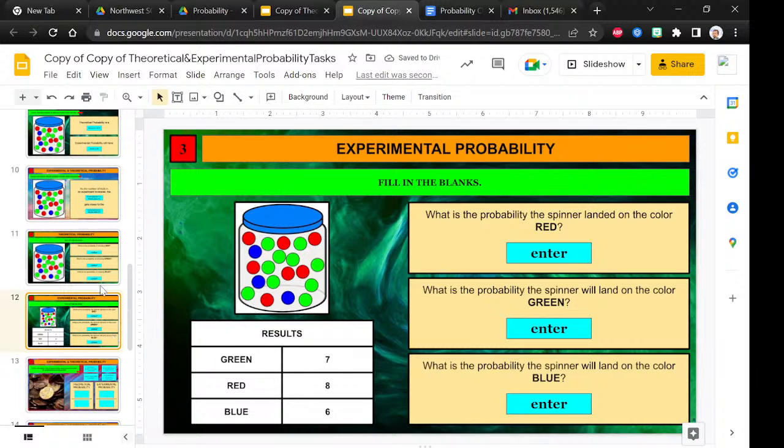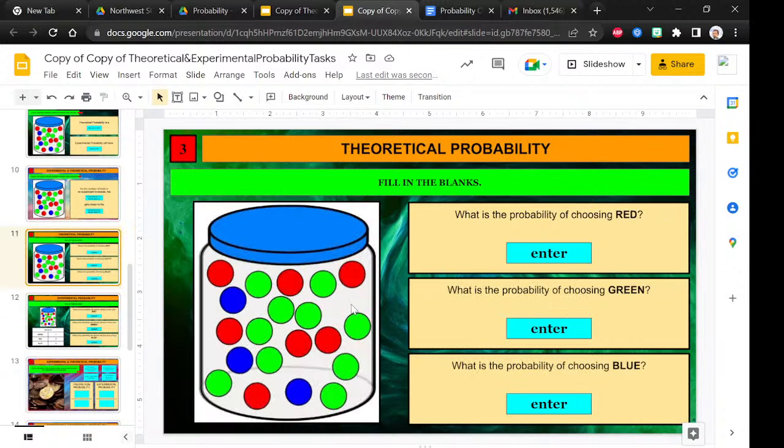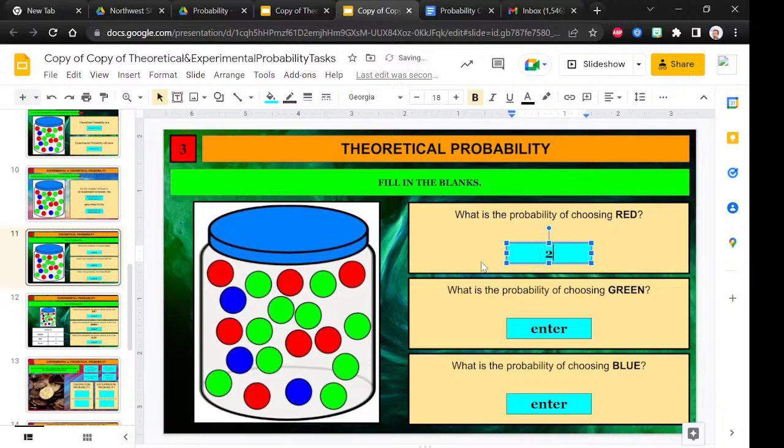So, oops, I meant to go there. All right. So we've got these marbles in this jar. Probability of choosing red. Well, we got to count them up. So 1, 2, 3, 4, 5, 6, 7, 8, 9, 10, 11, 12, 13, 14, 15, 16, 17, 18, 19, 20. There's 20. So all these answers will be out of 20. Now, with them all being out of 20, we've got red. So 1, 2, 3, 4, 5, 6, 7. I count 7 out of 20.